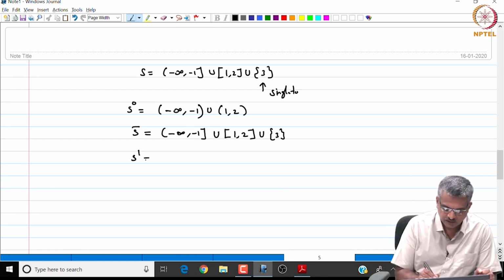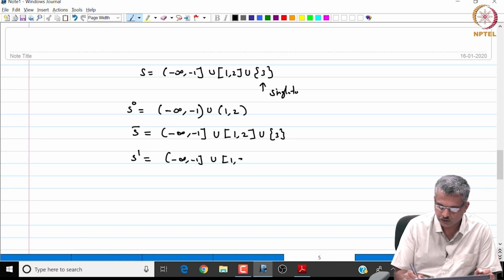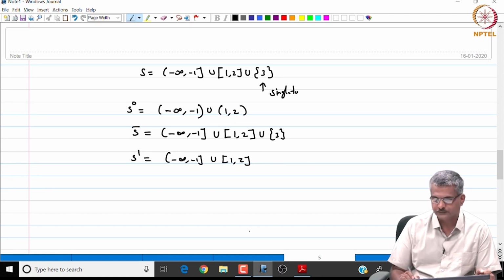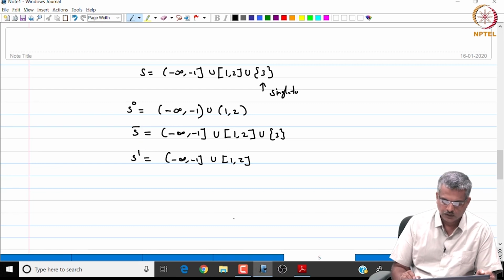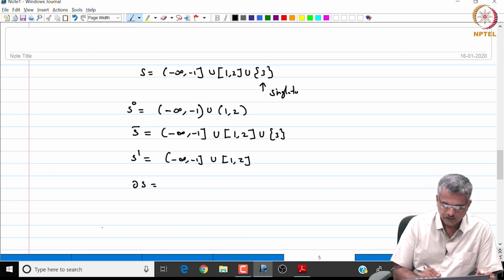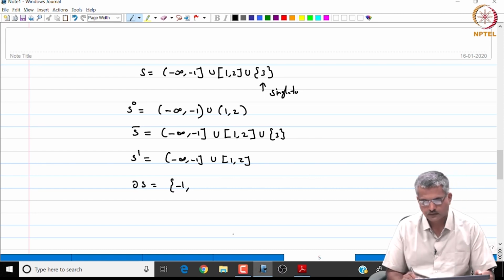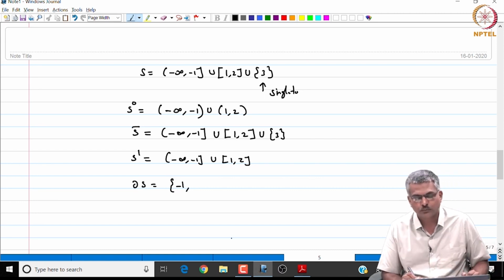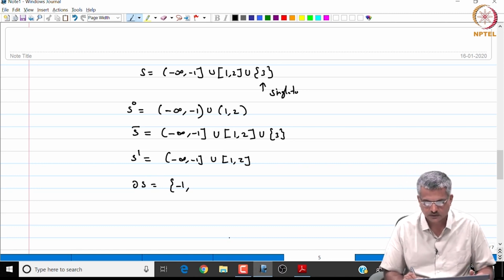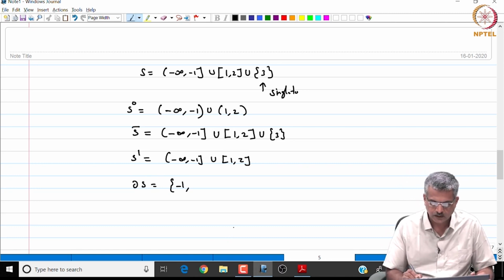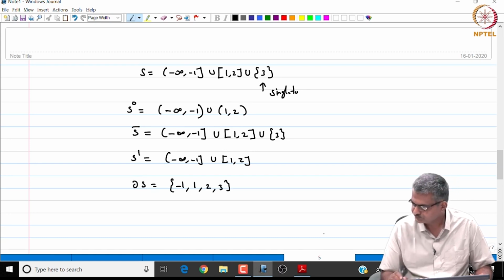Whereas for S, the set of limit points, the only change is that it will not include the singleton. What about the boundary points? The boundary points are minus 1. Minus infinity is not a boundary point, it does not belong to the set. So it will be minus 1, then 1, then 2 and 3.